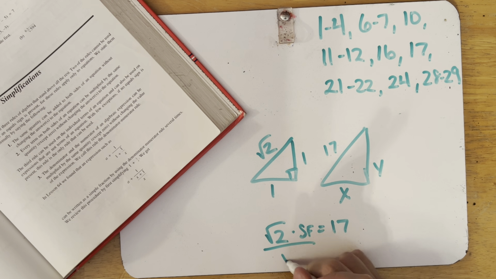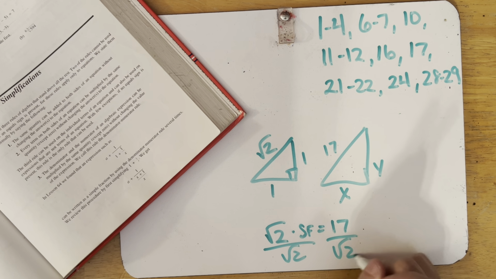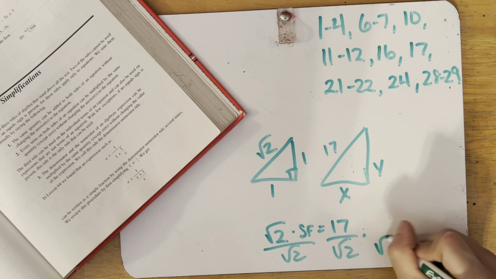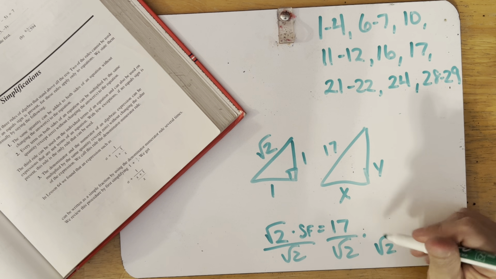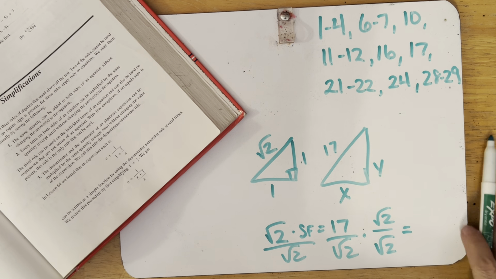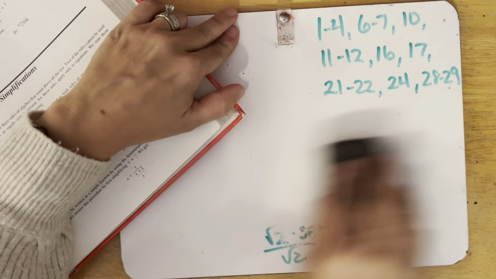Well, to get scale factor by itself, I got to divide by the square root of 2. Well, I can't ever have a square root on the bottom, so using the tools I know, I got to multiply the bottom by the square root of 2 to get rid of the square root, but whatever I do to the bottom, I have to do to the top. So now using that, figure out what's your scale factor, and then it's super easy because these are both 1. So that basically just gives you the answer for x and y.